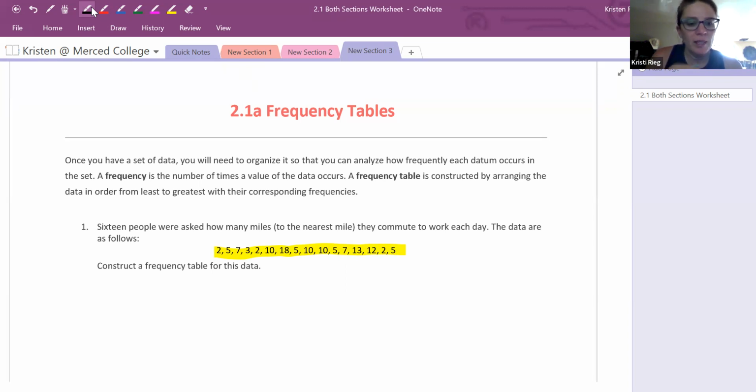So a frequency is how often the number occurs, and a frequency table is going to be just listing out these numbers. Even a frequency table itself doesn't tell you a ton, but it's going to lead into histograms, which is at the end of this video, which will give us pictures. So it'll be a little easier to make some conclusions.